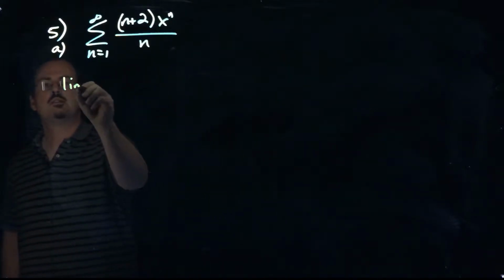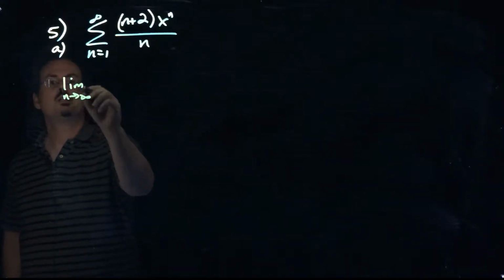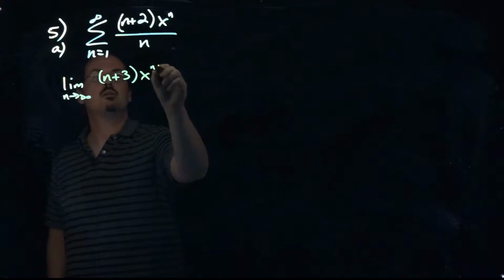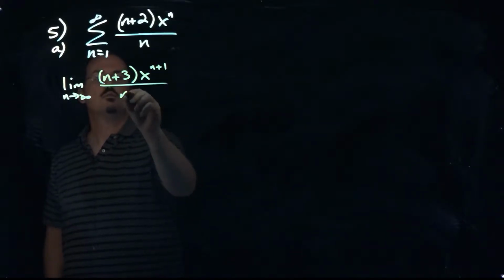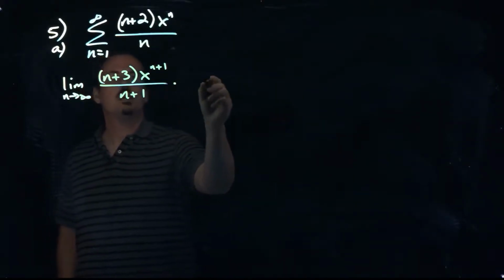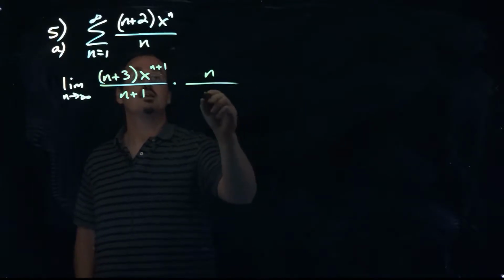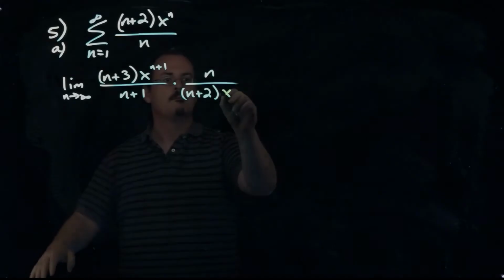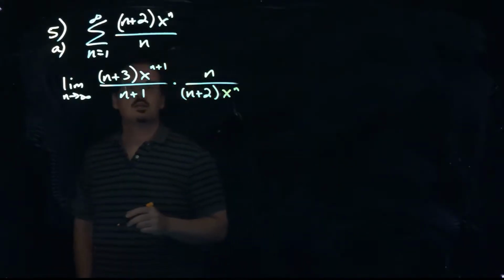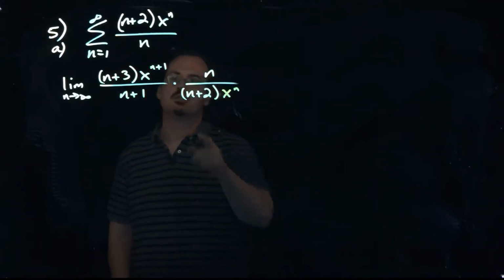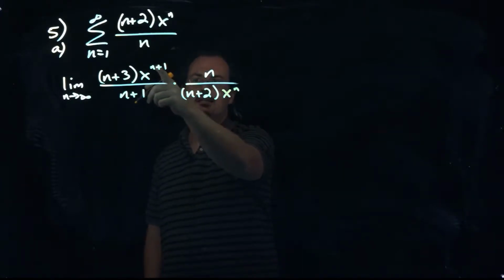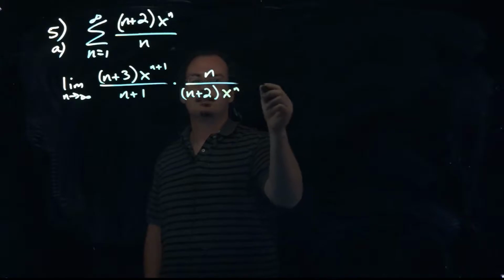So we'll find the limit as n goes to infinity of the n plus 1th term, which will give us (n plus 3) x to the power of n plus 1 over n plus 1, multiplied by the reciprocal of the nth term, n over n plus 2 x to the n. Okay, so let's see, we can write this as x to the n plus 1 over x to the n. Subtract these, n plus 1 minus n just leaves you with x.